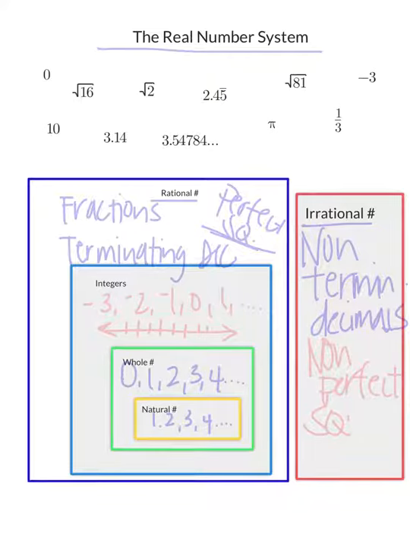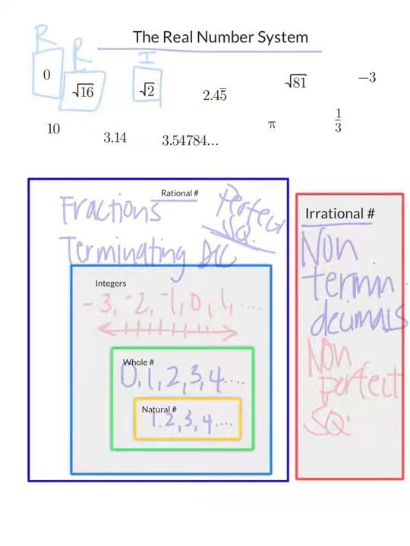Okay, so now let's look up at the top here. I'm going to change my color. Let's use blue. The first one we have is 0. Is 0 rational or irrational? 0 is definitely rational because it falls in the left side of the chart. Radical 16. Well, what is the square root of 16? 4. And 4 is a whole number, so perfect squares, again, are rational. Let's take a look at radical 2. What's the square root of 2? Is 2 a perfect square? No. So this one would be classified as irrational.